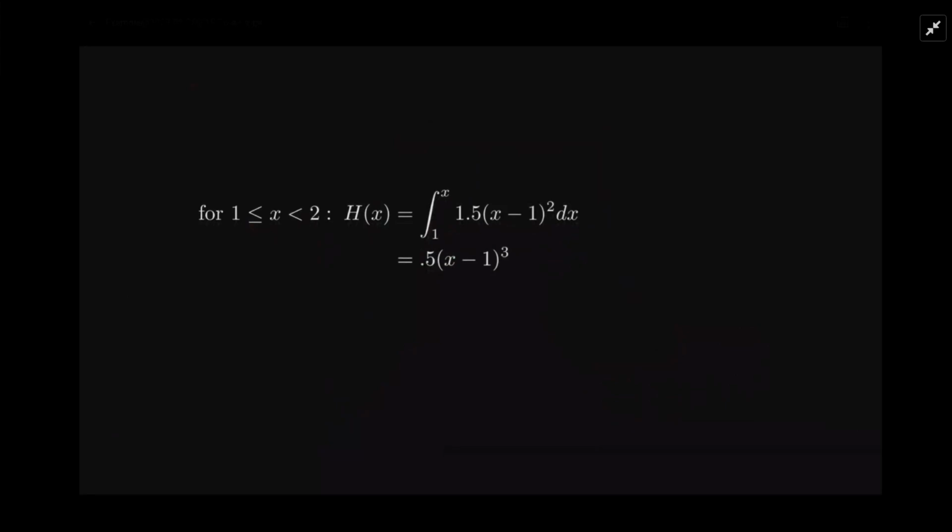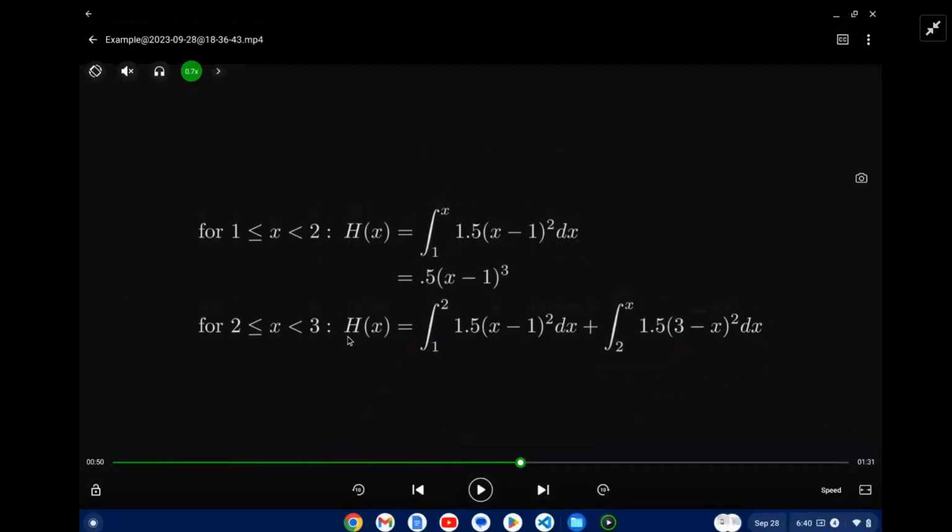The second piece now goes from 2 to 3. Let's pause it here. From 2 to 3, say x was 2.5. This would give us the probability that X is less than 2.5. So we want the first piece from 1 to 2, and then the next piece from 2 to whatever x is. That's the first piece, and that's the second piece.